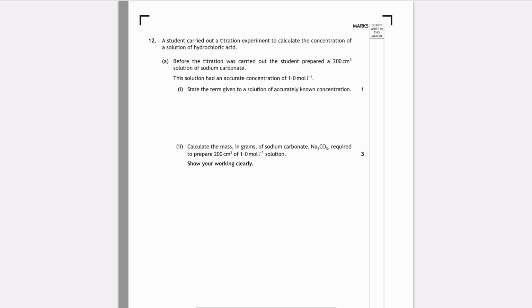So then the term given to a solution of accurately known concentration, that is a standard solution. Again, that's another definition you want to get on a flashcard, ideally if you're taking Higher as well, because they ask about standard solutions a lot in Higher, and actually even also Advanced Higher. So yeah, standard solution, a solution of accurately known concentration.